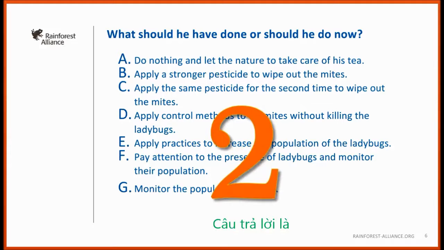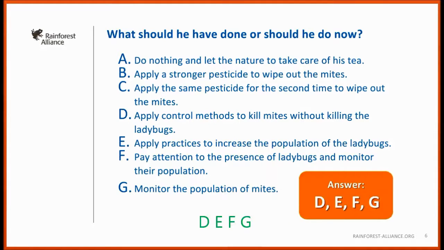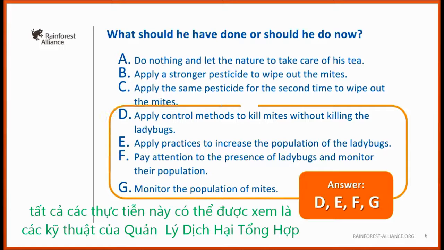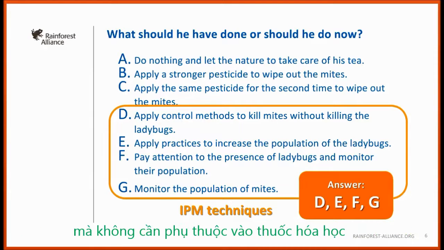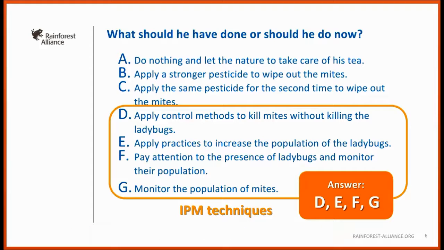The answers are D, E, F, and G. All these practices can be considered as techniques of integrated pest management. They are all examples of different techniques to control pests without depending on chemical application.